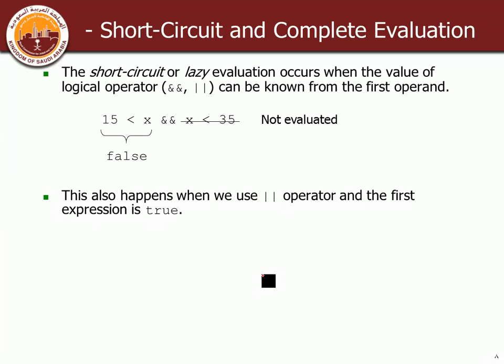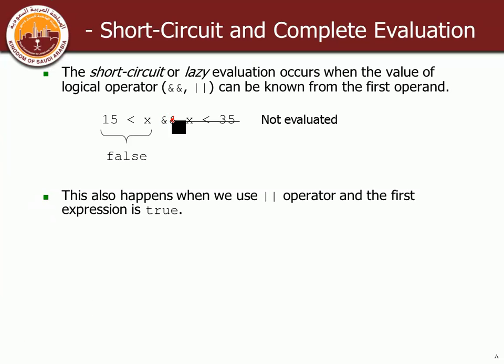You remember with OR? It's always true, except if both of them are false. So for example, if I have one of them true, and this was OR, and this is true. With OR, if one of them is true, the result is true. So I don't need to evaluate the rest. It's going to be fine. I will stop.